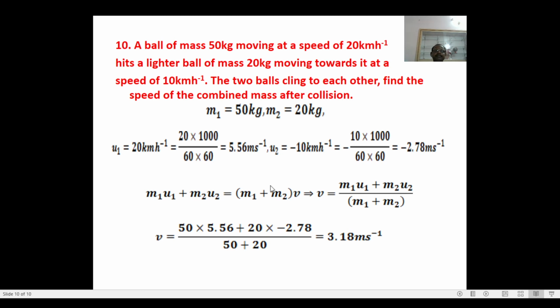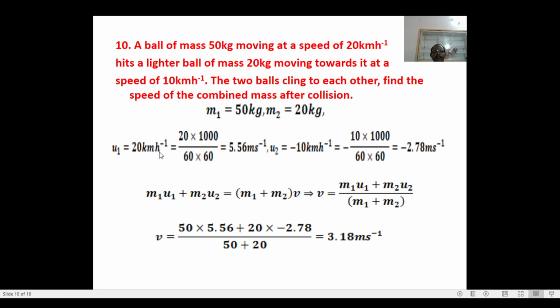Number 10. A ball of mass 50 kg moving at a speed of 20 km per hour hits a lighter ball of mass 20 kg moving towards it at a speed of 10 km per hour. The two balls cling to each other. Find the speed of the combined mass after collision. Given m1 is 50 kg, m2 is 20 kg. Now u1, this is given in kilometer per hour. This is converted into meter per second.